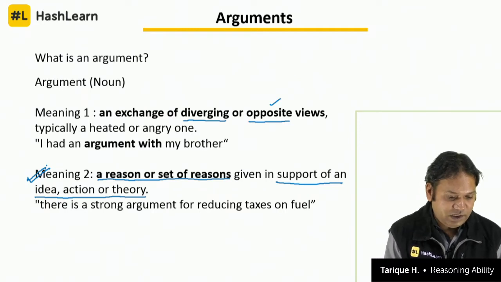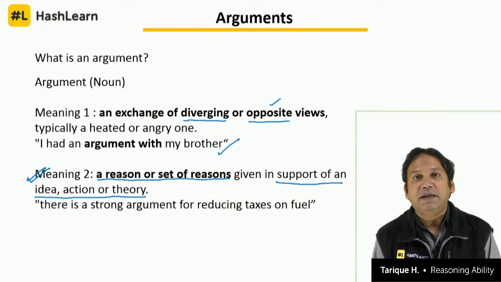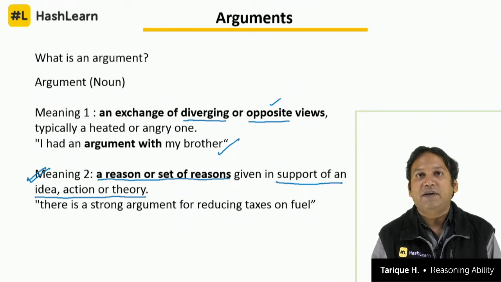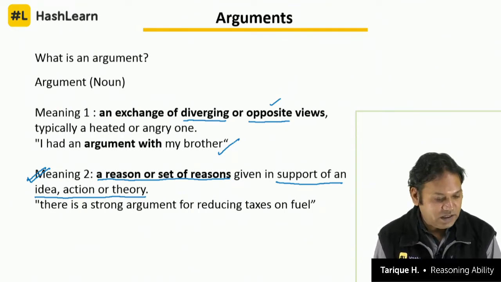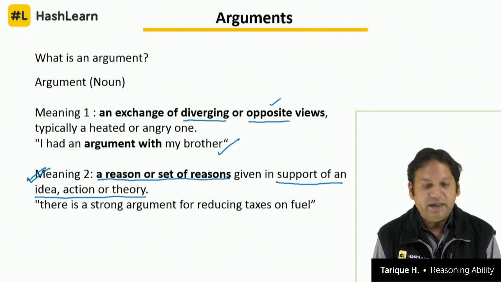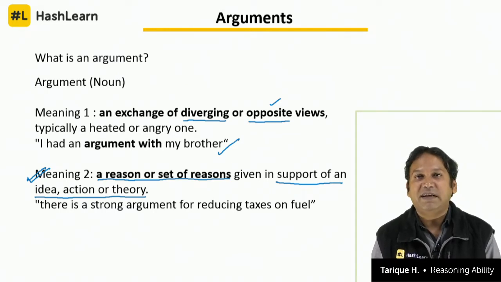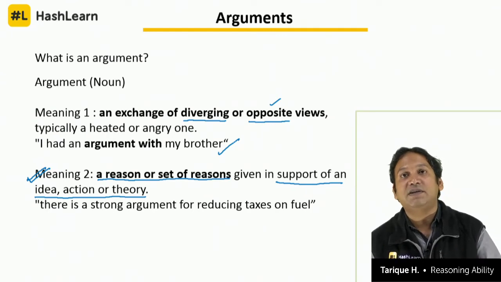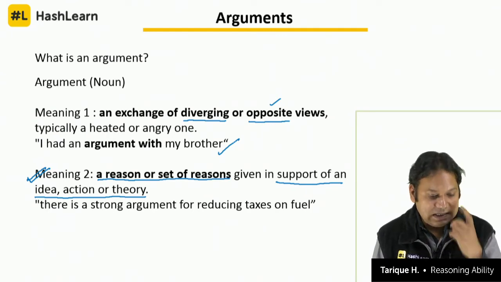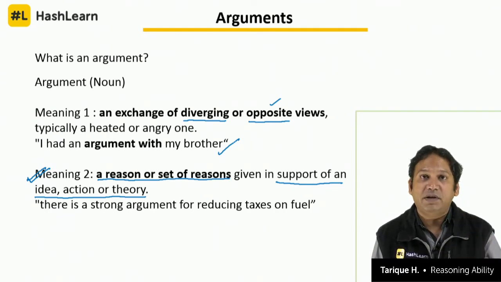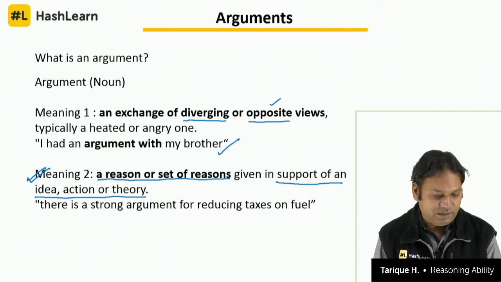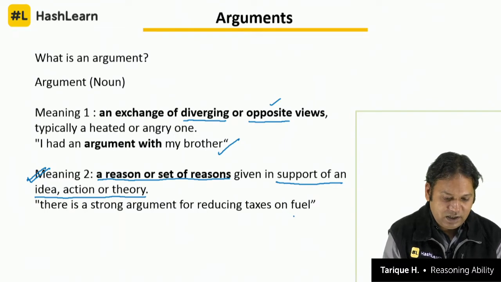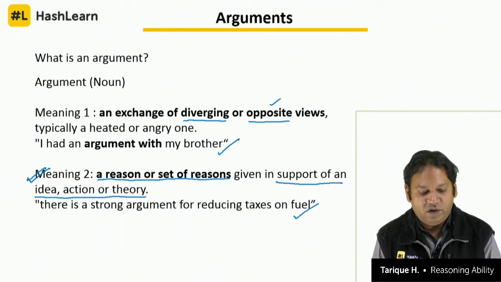So let's say, for example, here we have an example of meaning one. Meaning one is just a kind of argument, a fight, an altercation. I had an argument with my brother. Normally siblings keep fighting among themselves. I like this, you like that, I'll watch this television, so you want to watch something else. So you can have an argument with your brother, your sibling, or sometimes your parents also.